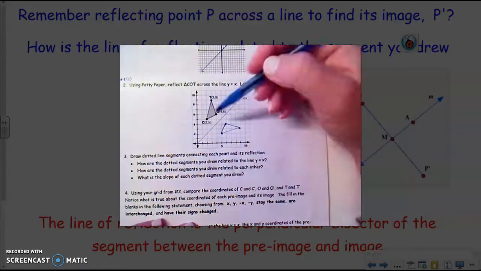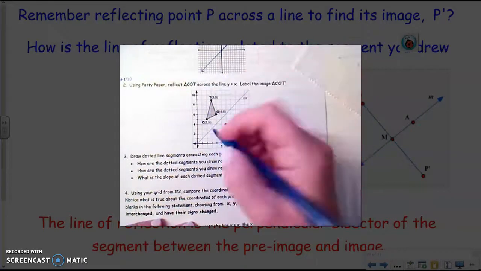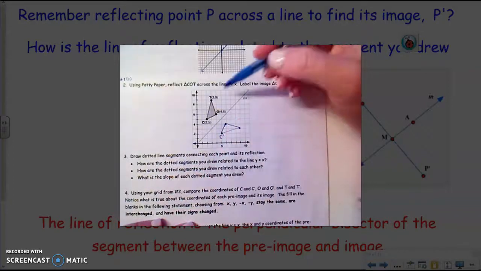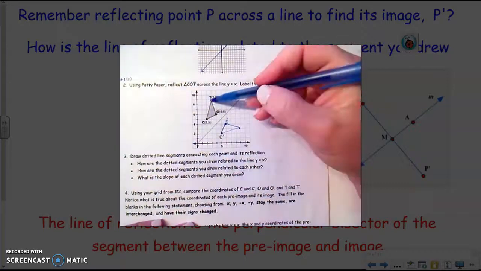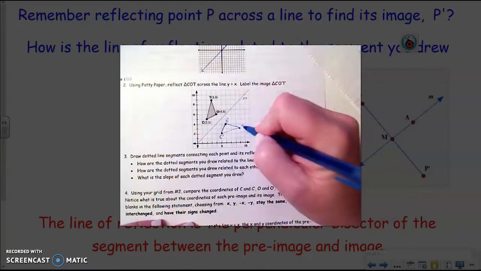So this is the reflection of C, so this would be my C prime. This is the reflection of O, so this is my O prime. And this is the reflection of T, so that's my T prime.